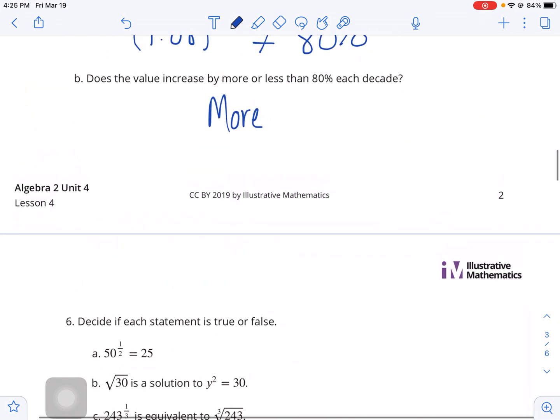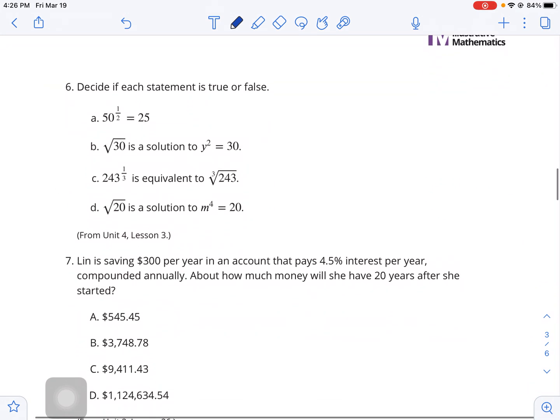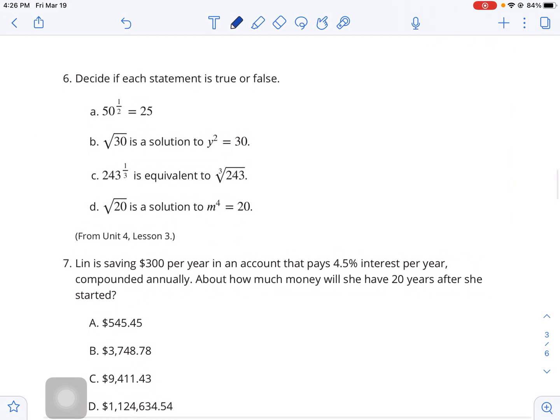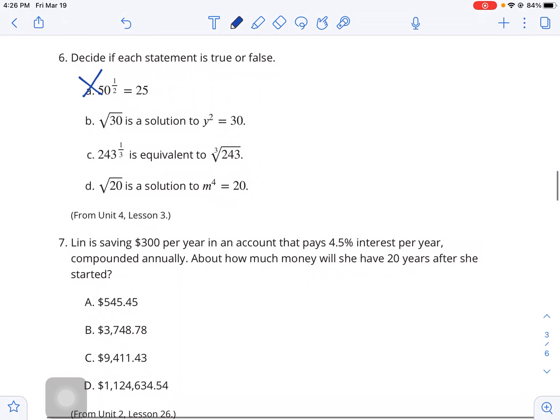Number 6, decide if each statement is true or false. So this is from lesson 3. 50 to the 1/2 is 25. That's wrong. 50 divided by 2 is 25.